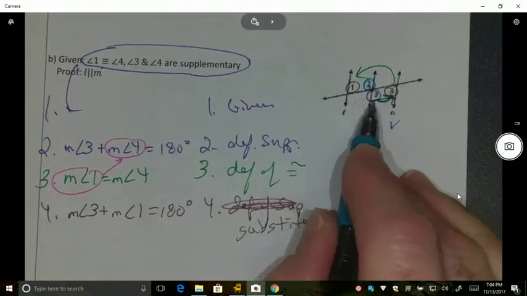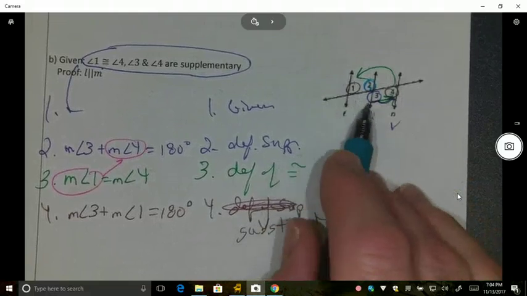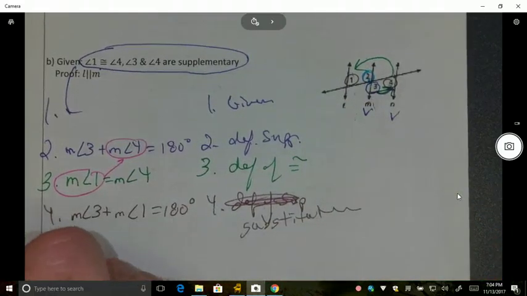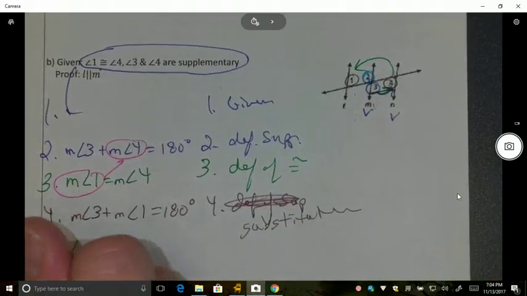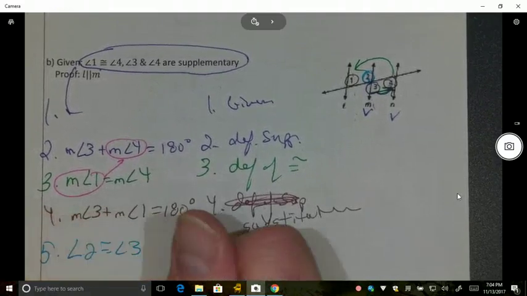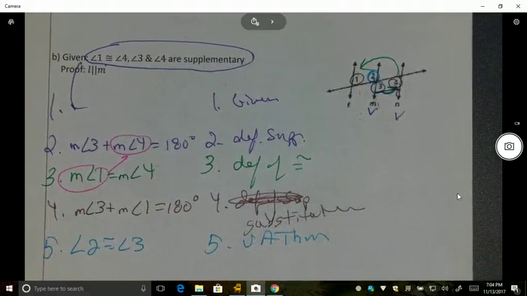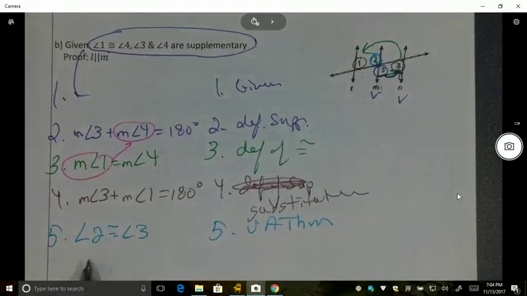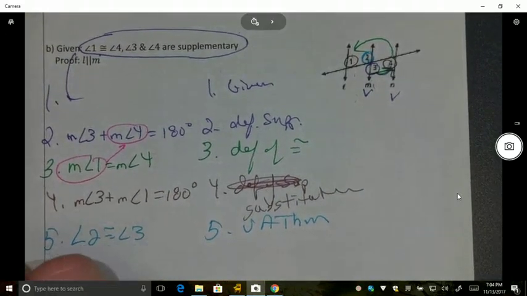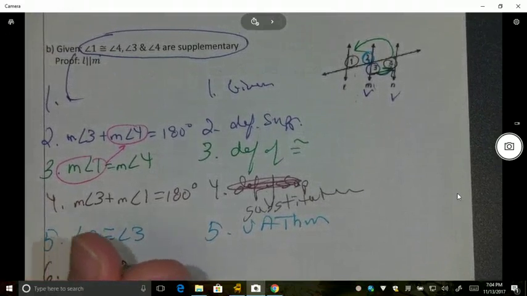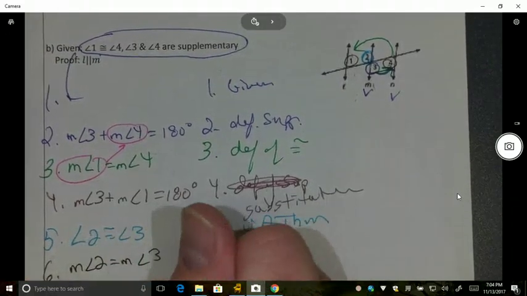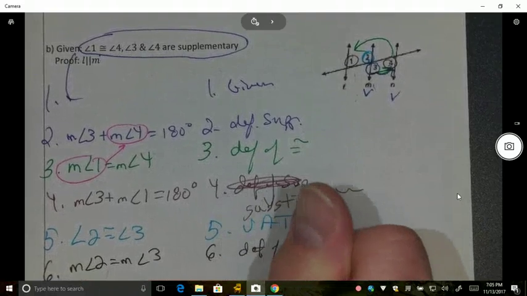So now I have 2 to 3, 3 to 4, 4 to 1 to get equations. 2 and 3, doesn't matter whether lines are parallel or not, 2 and 3 are always congruent by the vertical angles theorem. There might be a shorter way to do this proof, but this is what we've got so far. So this means that measure angle 2 equals measure of angle 3, again by the definition of congruence.